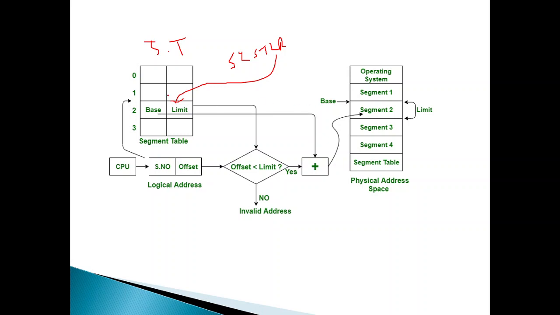At last, with the help of base and limit, it moves to the physical address space and continues the task. If not, what will happen? If no, it is called an invalid address. If yes, less than STLR, then okay. If greater than STLR, what will happen? That means the condition fails. No means no.